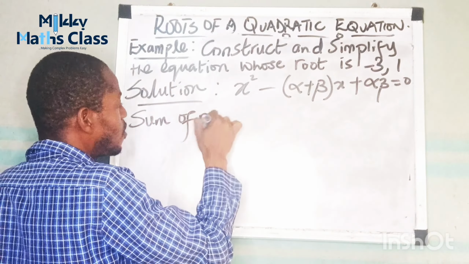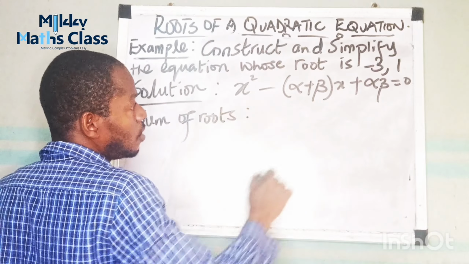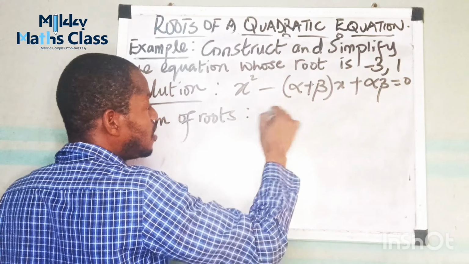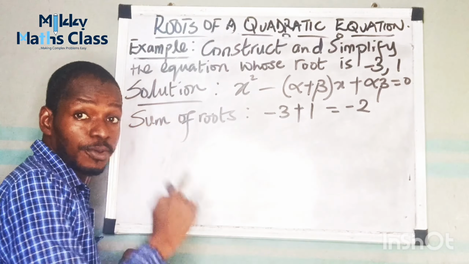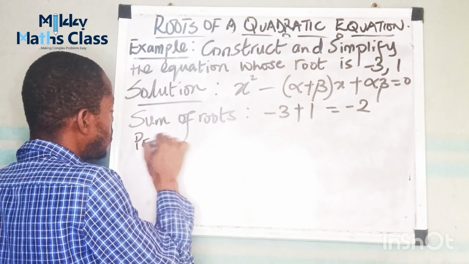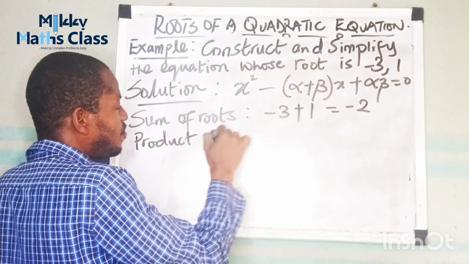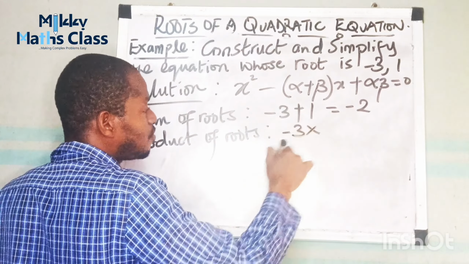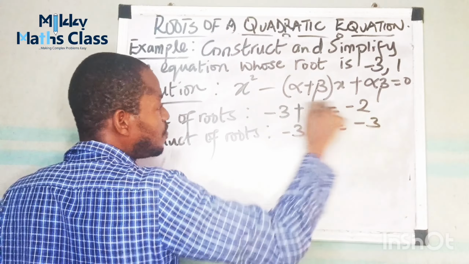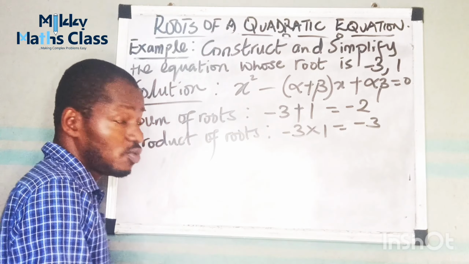Sum of roots: this is the first root, negative 3 plus 1, that will give us negative 2. Now the product of the roots will be equal to negative 3 times 1, which is equal to negative 3. Now the next thing we do, let's simplify it.